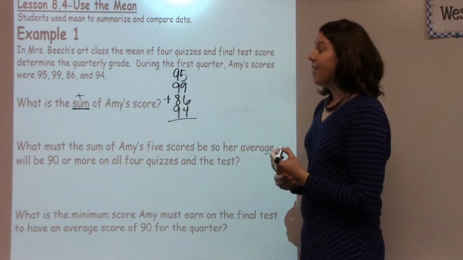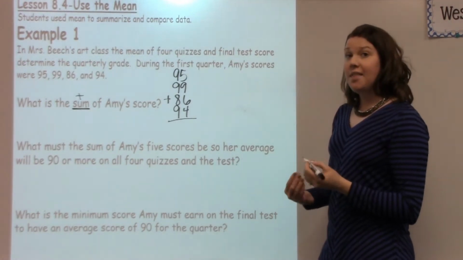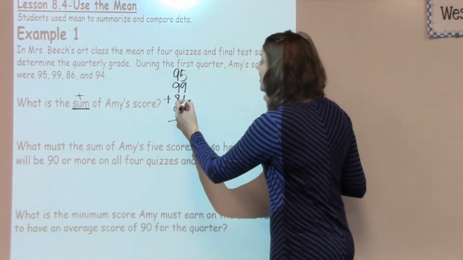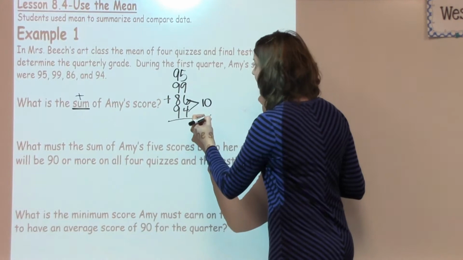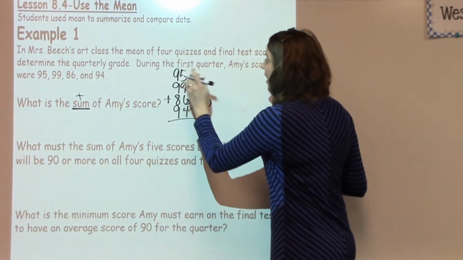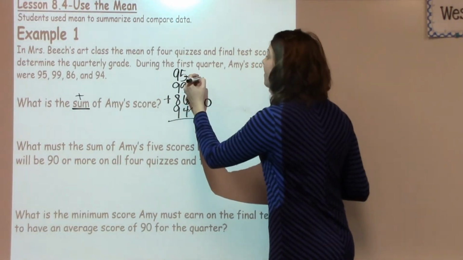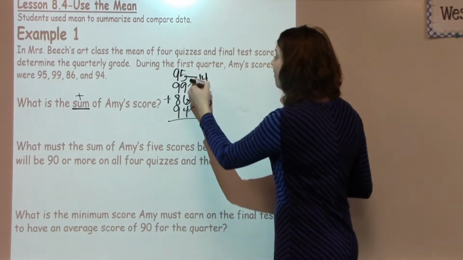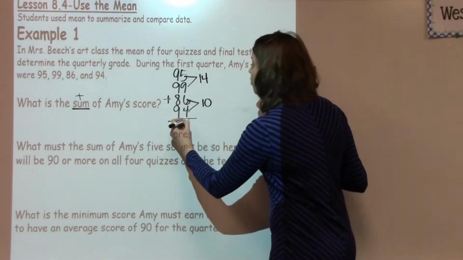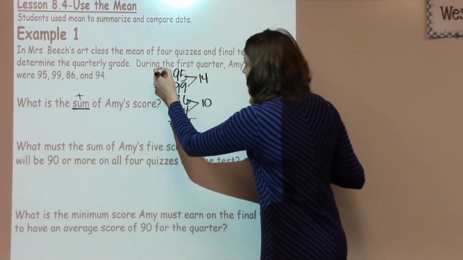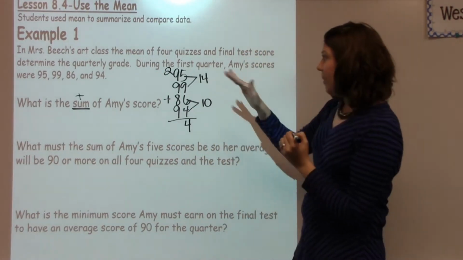Now when I add these together, I just look for groups of 10 that make it easier for me to add. So I see 6 and 4 is an easy group of 10. I know 9 and 5 is 14. So when I add 14 and 10, I get 24. And I'm going to go ahead and carry my 2.